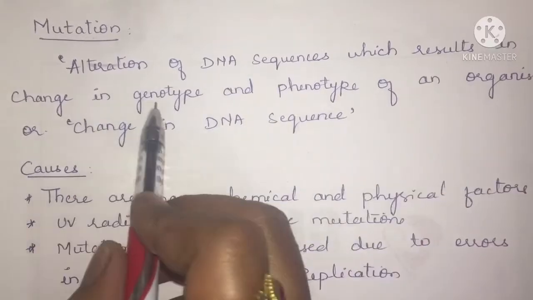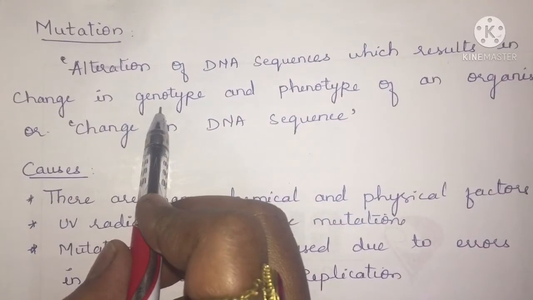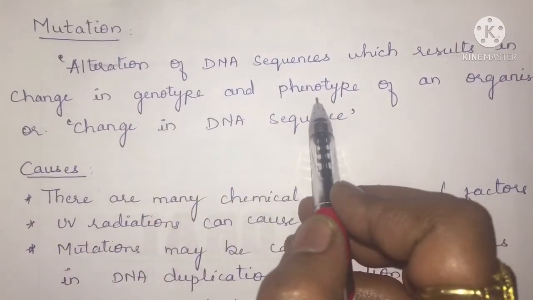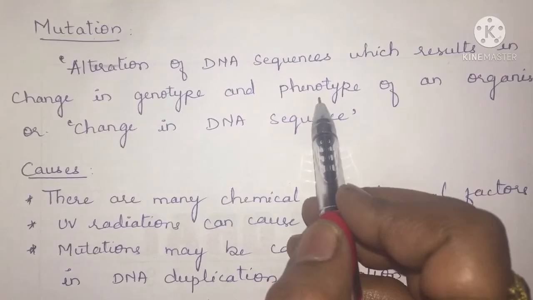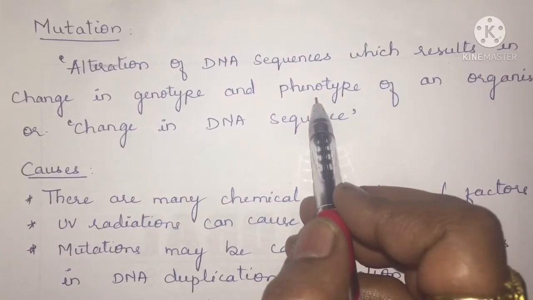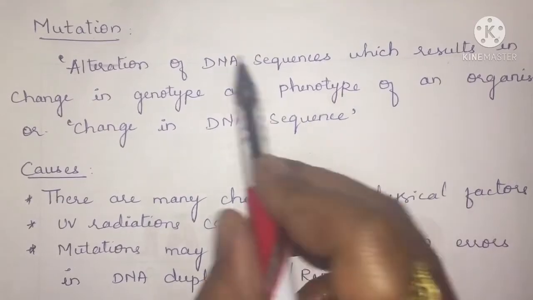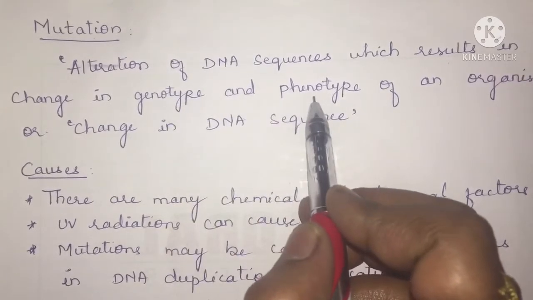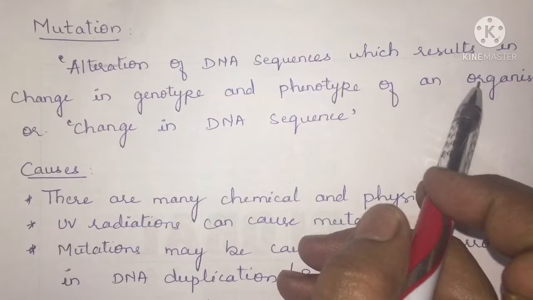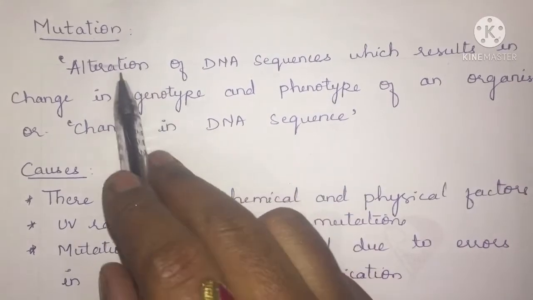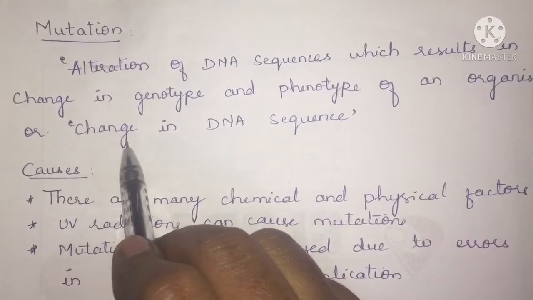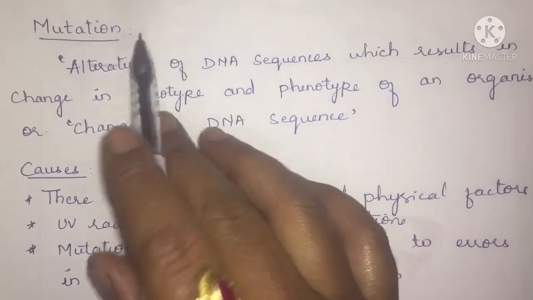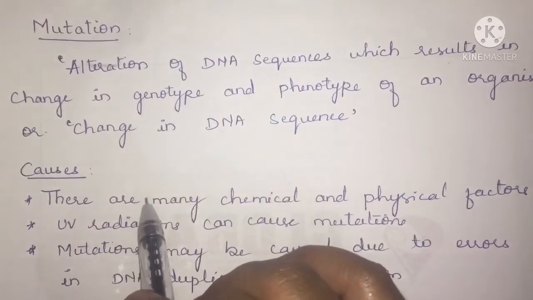It results in change in genotype. What was genotype? That is, the sequence of DNA of a gene will get changed, and so will the phenotype of an organism. What is phenotype? Phenotype is nothing but the external appearance, as you know. If the DNA sequence has been changed, then it will change the genes and even the external appearance of an organism. This is what mutation is. You can write this definition, or you can write this also: change in a DNA sequence is called mutation. If the DNA sequence has been changed, we call it mutation. Any one of the definitions you can mention there.